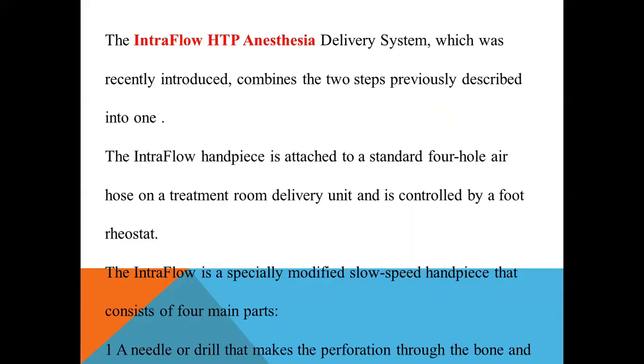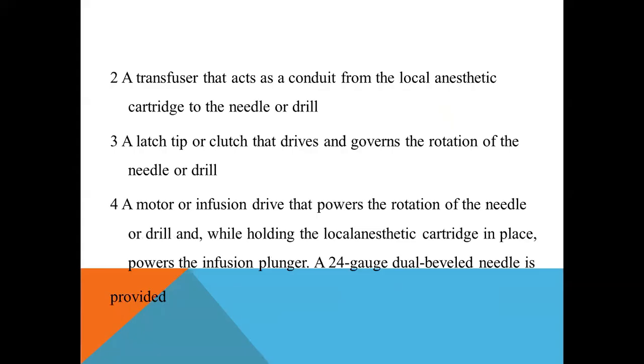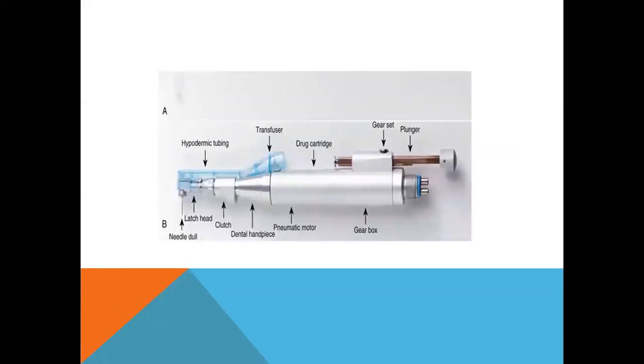The IntraFlow handpiece is attached to the standard 4-hole air hose on a treatment room delivery. The IntraFlow is a specially modified slow speed handpiece. It consists of four main parts: the needle or drill that makes a perforation, a transfuser that acts as a conduit for the local anesthetic cartridge, a latch tip or clutch that drives and governs the rotation of the needle, and a motor and infusion drive that powers the rotation of the needle or drill while holding the local anesthetic cartridge in place and powers the infusion plunger. A 25 gauge dual bevel needle is provided. This is the IntraFlow delivery system.